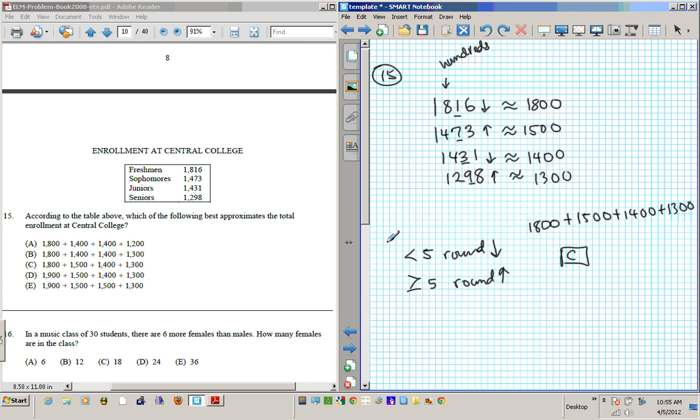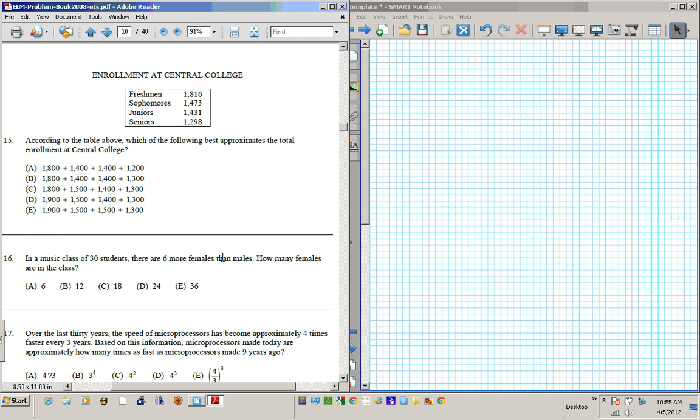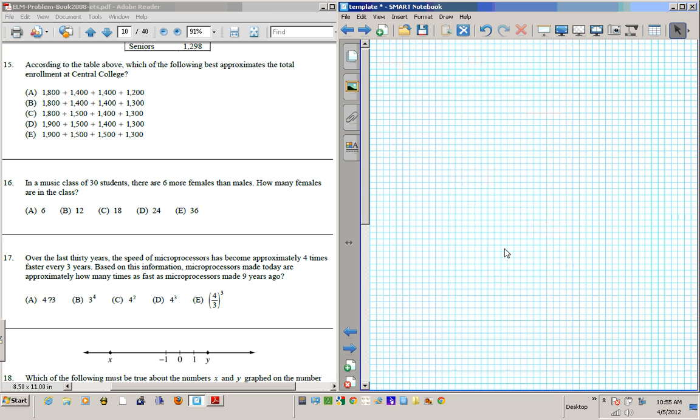Alright, let's move on to number 16. This one says, in the music class of 30 students, there are 6 more females than there are males. How many females are in the class? So, let's see. Let's describe the number. Since females were expressed in terms of males, 6 more females than males, let's just say let x equal the number of males.